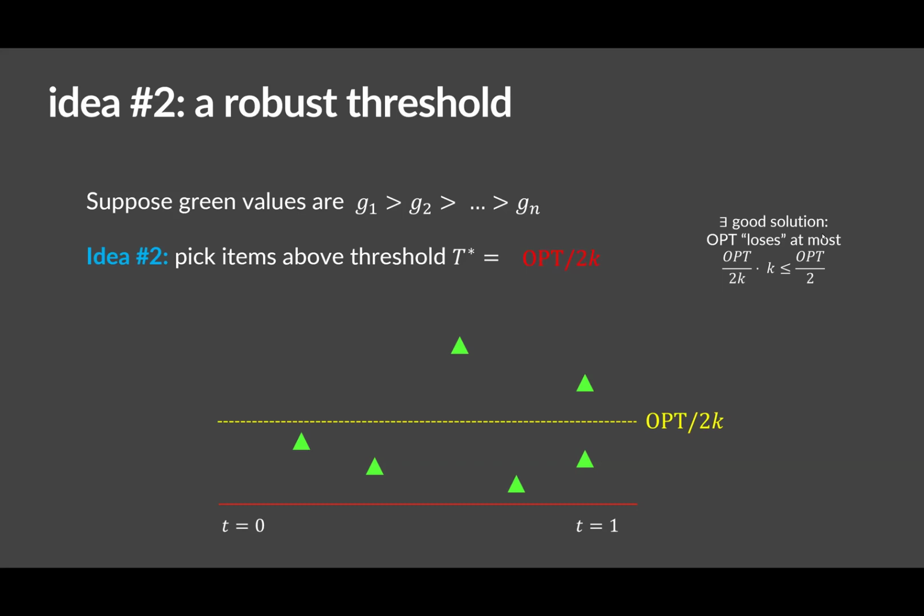So you started with opt, you throw away some number of items, you throw away at most opt over 2 of value, you still have opt over 2. So there is a good solution, all of whose elements are bigger than opt over 2k. And any solution I pick can pick up to k items of value at least opt over 2k.